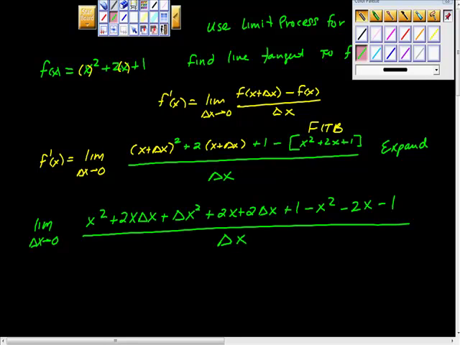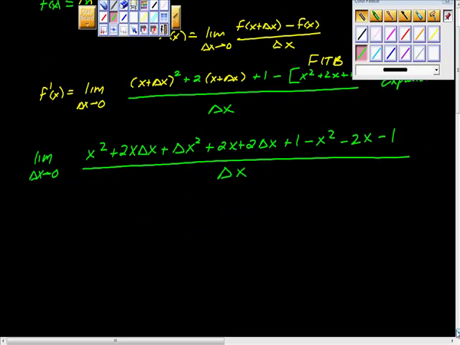all over change of x. Now what? Cancel. So x squared cancels negative x squared, doesn't it? What else? 2x cancels negative 2x's. Keep going. Yeah, the ones. Good job.